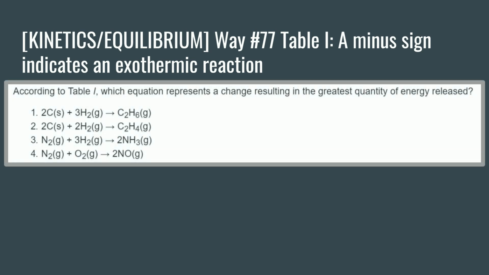According to Table I, which equation represents a change that resulted in the greatest quantity of energy released? So use Table I, find these equations, and figure out which one of those shows the greatest quantity of energy released.